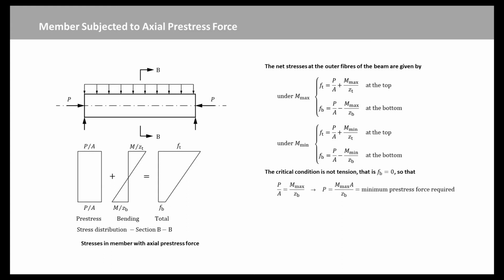The critical condition for tension in the beam, which is for no tension, that is FB equal to 0, gives us this equation for the minimum pre-stress force required. For this value of pre-stress force, substitution in the other equations will yield the stresses in the beam under maximum load and also under minimum load.